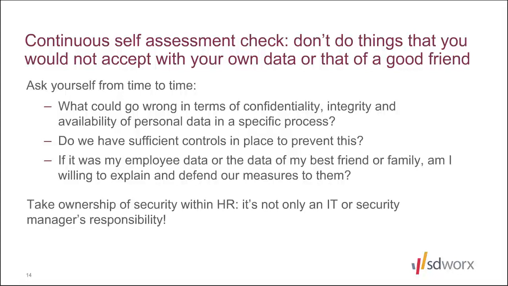So don't just assume it will be okay. Ask yourself also the other question in terms of what could go wrong potentially, and try to think from a negative perspective. Do we then have sufficient controls in place to prevent such a thing from happening? And if it was my own data or the data of my best friend or family, am I willing to explain and defend these controls and measures to them? If your answer to that last one is, not really, or I'm in doubt, then you know you're in a weak position and that you should look at further measures.